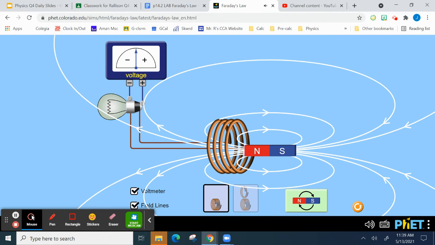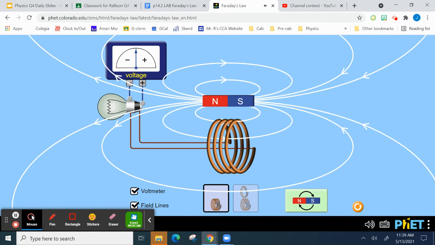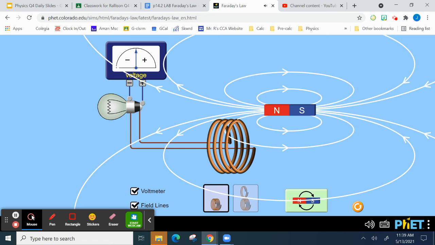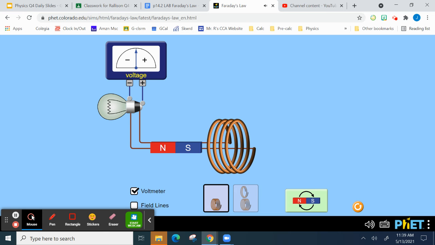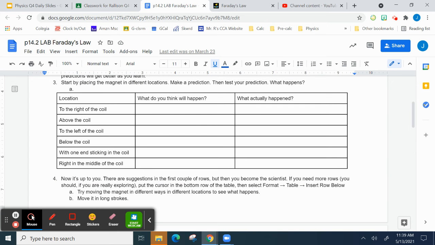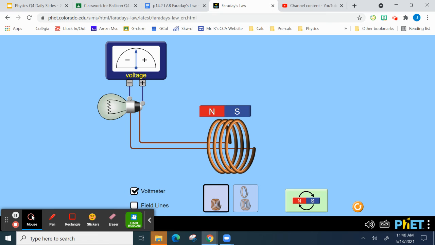So we're going to place it here, and what happens when I put it there? And then there, and there. As you can see, I'm going to turn off those field lines because they're getting in the way. What happens is nothing. It doesn't matter where I put it, once I put it there, nothing's happening, right? So that's basically what happens when you put the magnet in different locations. If that magnet is still, nothing is going to happen.